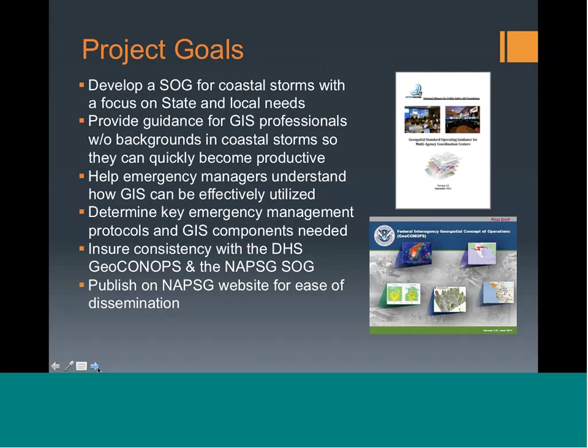So our project goals are basically to put together a document that focuses on state and local needs. Other documents have been put together for federal needs and other areas, but this is state and local needs. It has a couple of purposes. If you're just starting out, we hope this can help you get up to speed much more quickly than starting from scratch. And we hope it helps emergency managers understand what they can gain from GIS if they use it, and how it can make their jobs easier and their decision-making better.